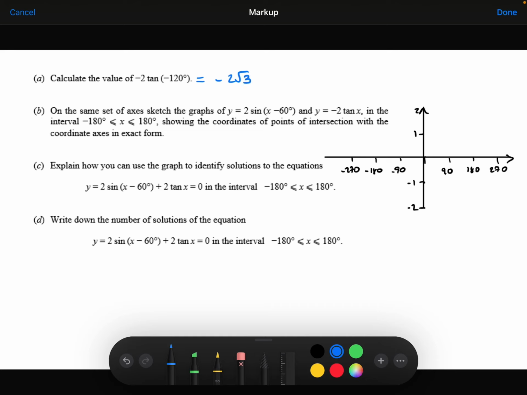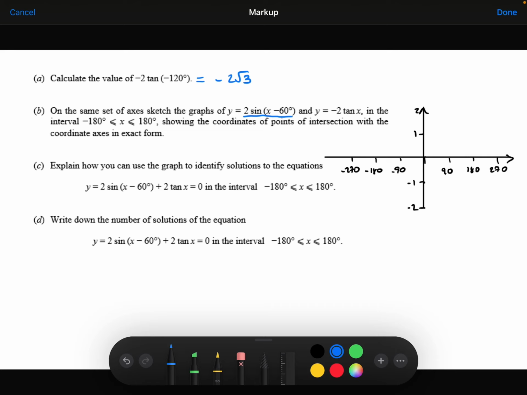Part B, on the same set of axes, sketch the graphs of y equals 2 sine (x minus 60) and y equals minus 2 tan x in the interval minus 180 to 180, showing the coordinates of the points of intersection with the coordinate axes in exact form. So let's start with the 2 sine (x minus 60).